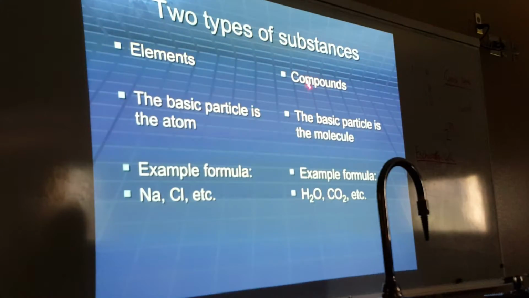Compounds, the basic particle is a molecule. A molecule is 2 or more atoms connected by a chemical bond. Here are some simple ones. They get much more complex, like table sugar, which is C12H22O11. So that's an example of a more complicated one, but they get a lot more complicated than that too. There's almost an infinite number of compounds possible, and they're making new ones every year. They probably make 1 million new ones every year, I don't know.